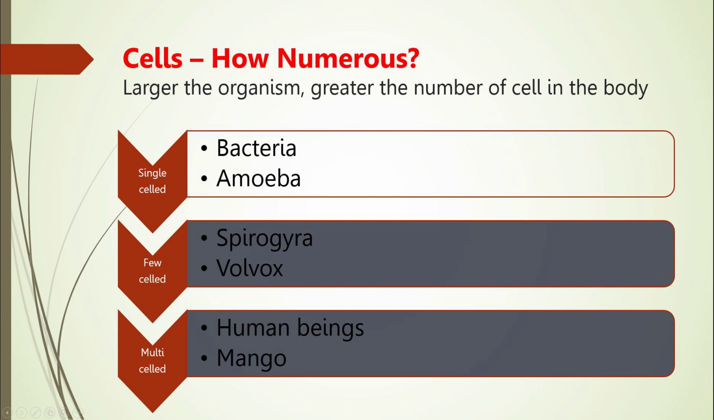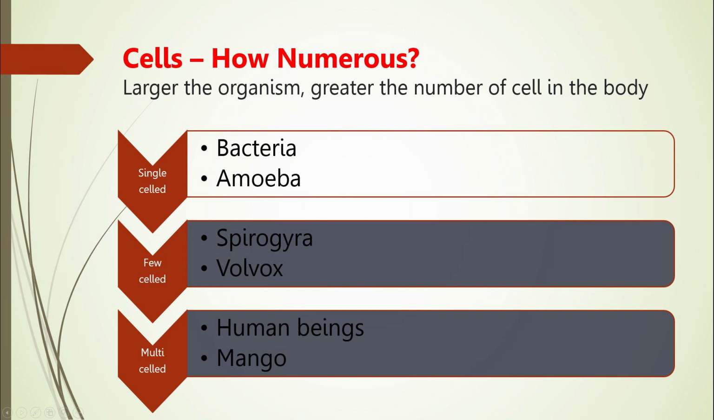The next question that arose in their mind was, if every living organism was made up of cells, then how many cells are present in an organism's body? Then the scientists later divided the organisms into 3 main categories. The first set was the unicellular organisms, which are made up of one single cell only. Examples of unicellular organisms are amoeba and bacteria.